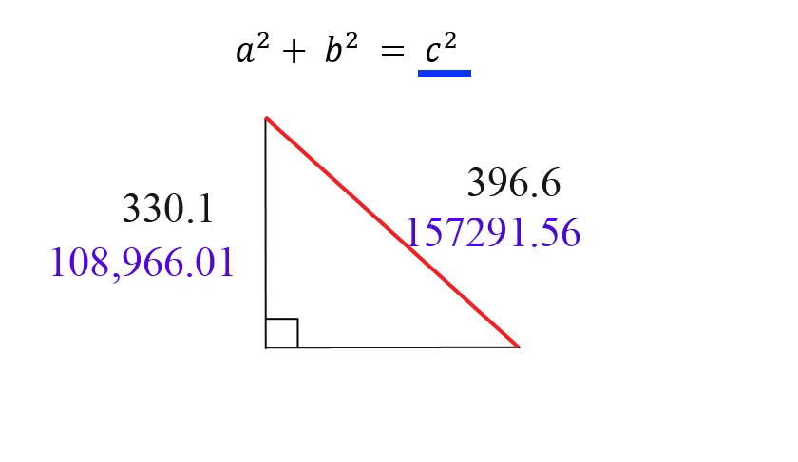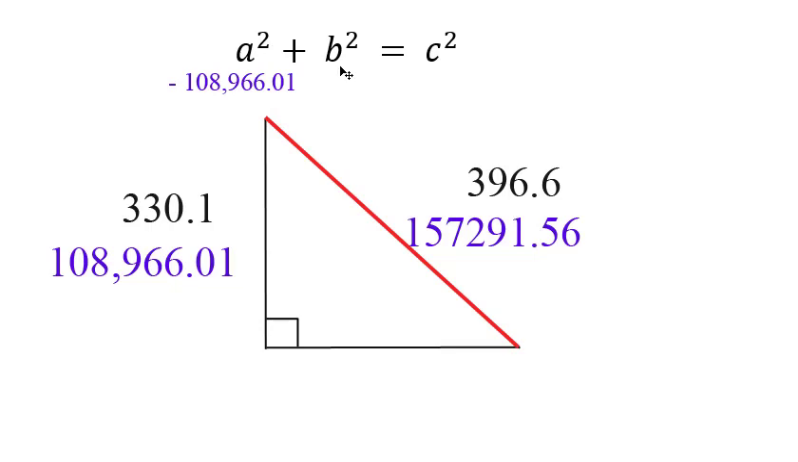And next we do a little bit of subtraction. We have the value right here of a squared as 108,966.01. If we were to subtract that value from this, it would equal 0 for this value. So for example, we would subtract this number by itself, and that equals 0.